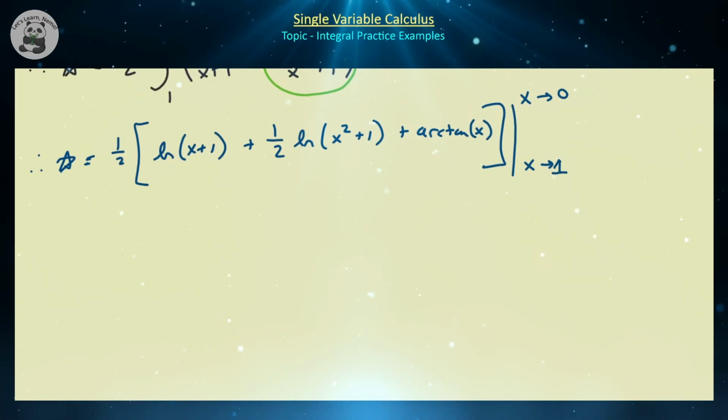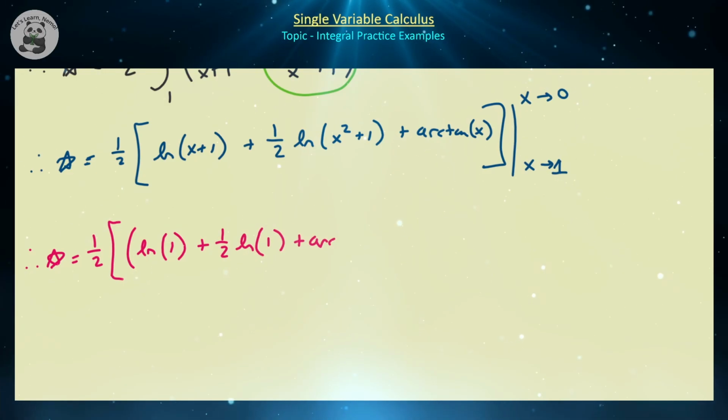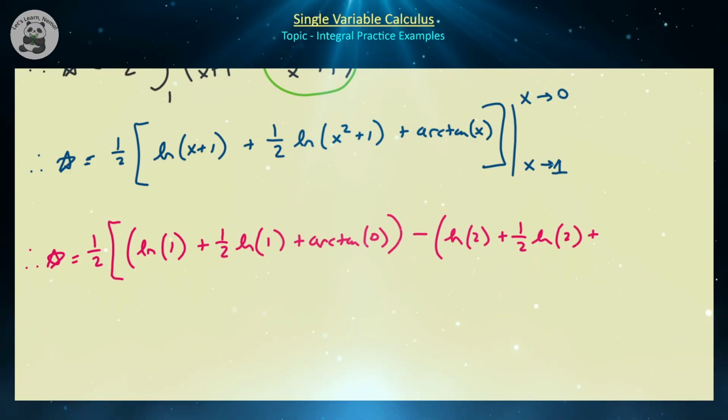Right? So as x goes to 0, what do we have? We're going to have 1/2 times the natural log of 0 plus 1, which is 1, plus 1/2 times the natural log of 0 squared, which is 0, plus 1 is 1, and then the arctangent of 0, minus the natural log of 1 plus 1, which is going to be 2, plus 1/2 times the natural log of 1 squared is 1, plus 1 is 2, and then the arctangent of 1 there. Right? So that's going to be our expression.